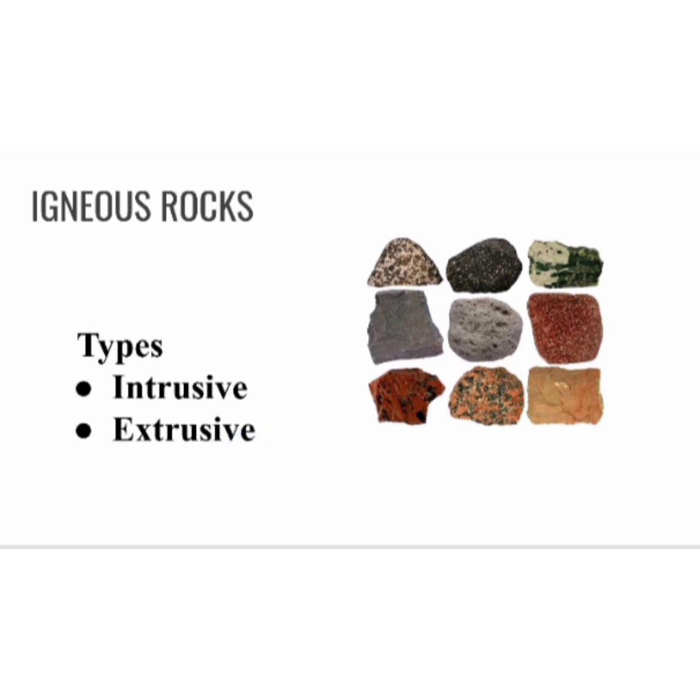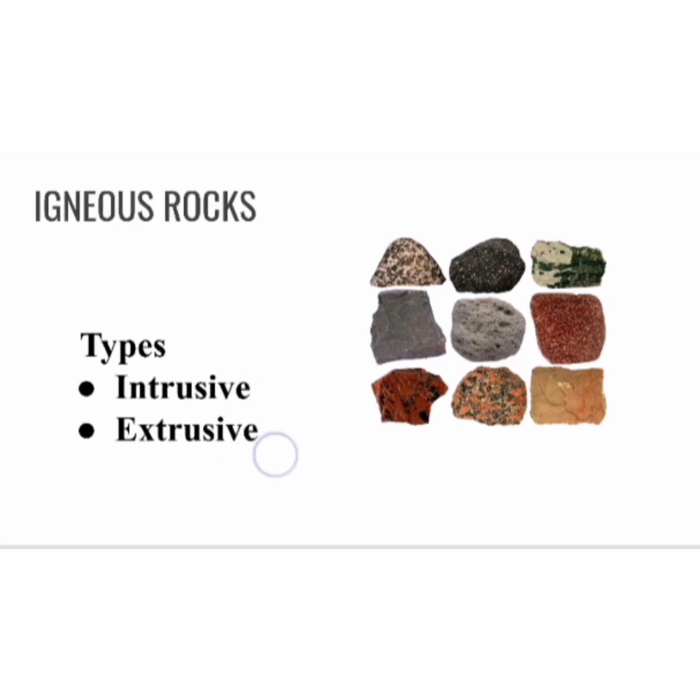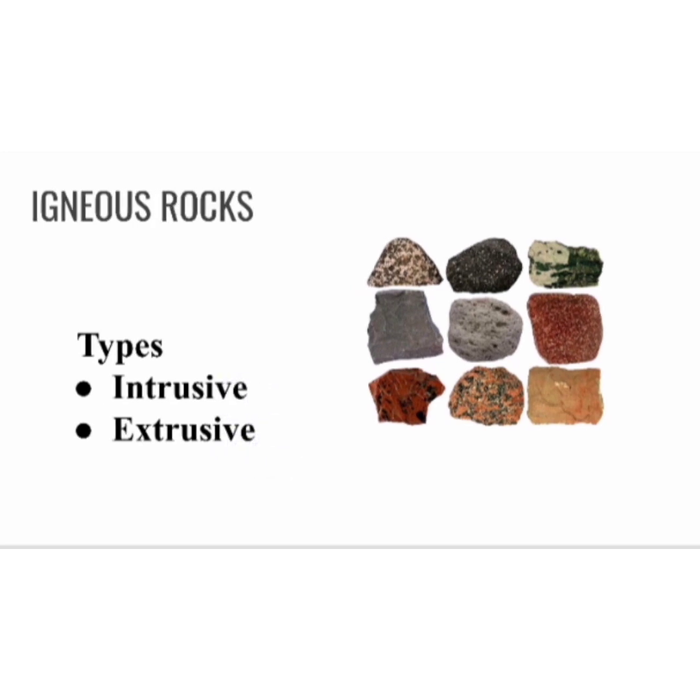What are the 2 types of igneous rocks? Intrusive rocks and extrusive rocks. What is meant by igneous rocks? The rocks thus formed by the magma. When the magma cools, it becomes solid and forms the rock. Those rocks are called igneous rocks. There are 2 types of igneous rocks: intrusive and extrusive rocks. Okay.